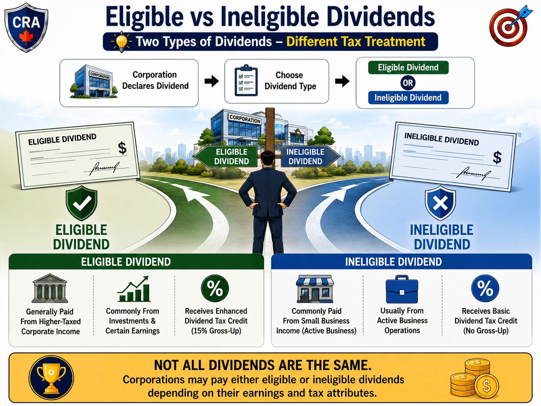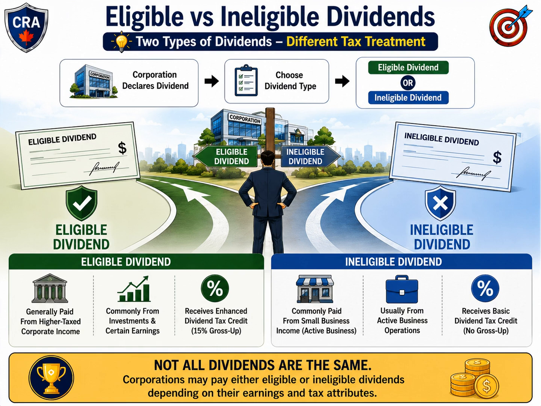At this stage, it is not necessary to memorize the technical calculations. What matters is understanding that the two dividend types are not identical and may produce different tax results for shareholders. Many owner-managers assume that a dividend is simply a dividend, but from a tax perspective, the classification of the dividend can be very important. Another important concept is that corporations cannot always choose freely between the two categories. The corporation's tax history, earnings, and available tax attributes often influence which type of dividend can be designated and paid.